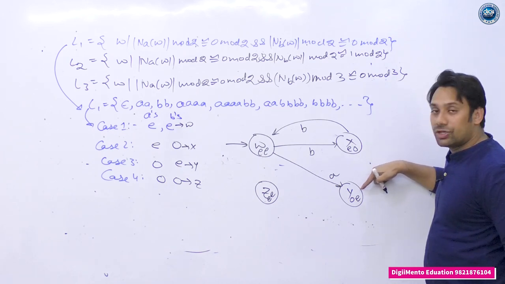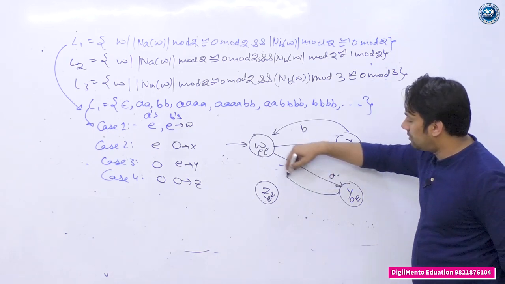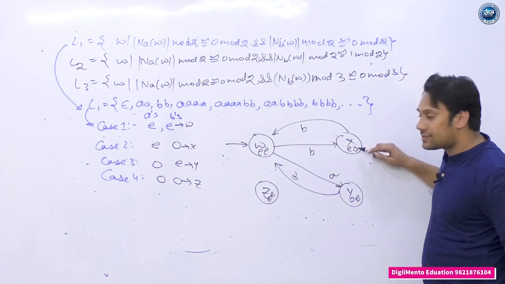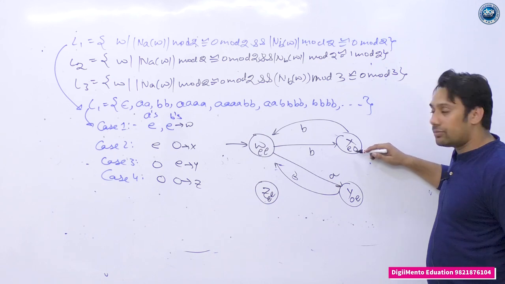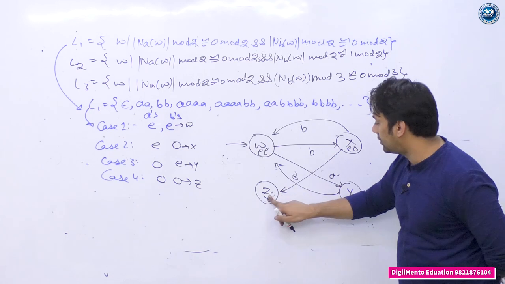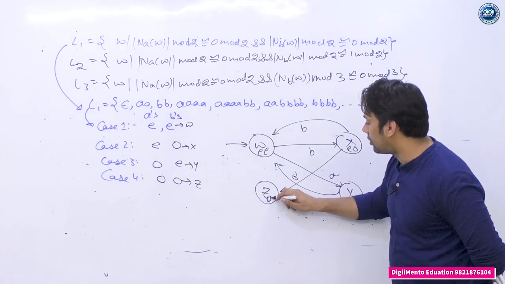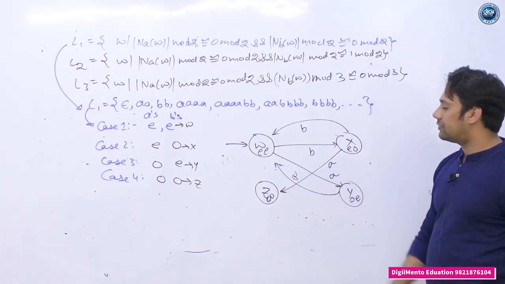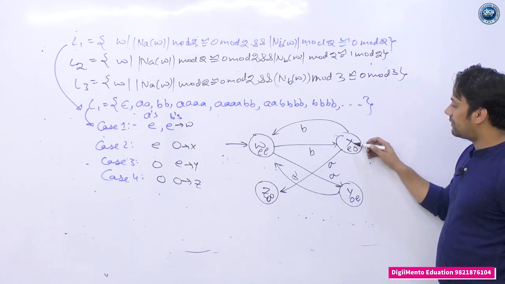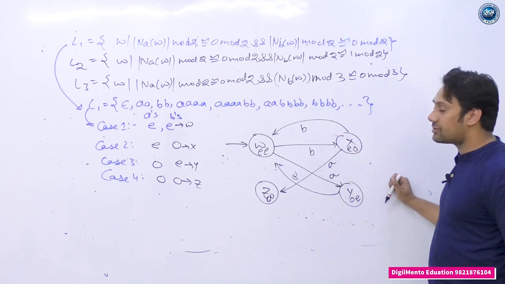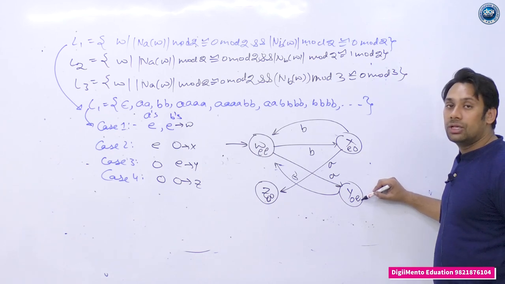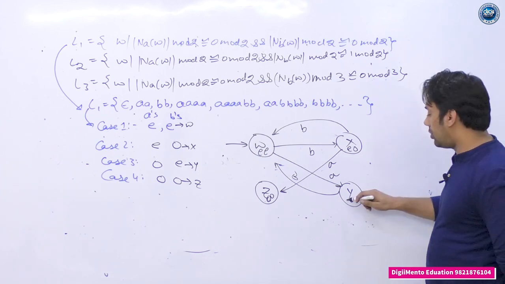If you are at this state and you give one more A here, the number of A will become even. If you are at this state and you give one more A, then both of them will become odd. So this is odd, not even. If you give one A, both of them will become odd. In this state, I have given a transition for A as well as for B. In this state, I have given a transition for A, but if you give one more B, then B will also become odd.